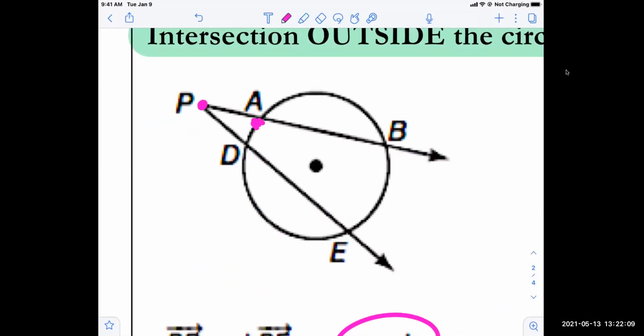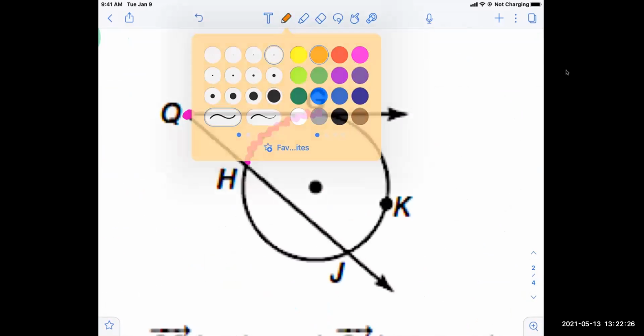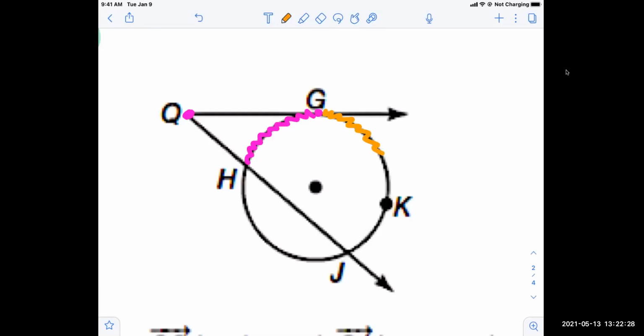Okay, there's this one and there's that one. Where's the vertex of this angle? It's outside. Where are the 2 arcs? Well, here's the point of tangency. So here's one, and then here's the other one. Those 2 are going to touch, which is kind of weird. It looks kind of weird compared to the other ones, but there's still 2 arcs there.